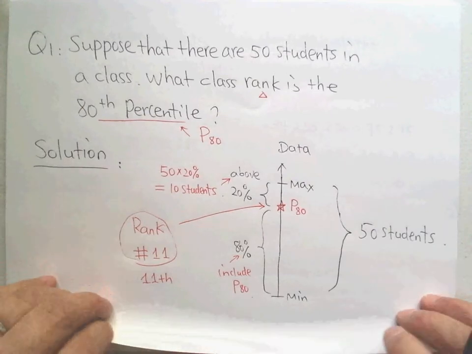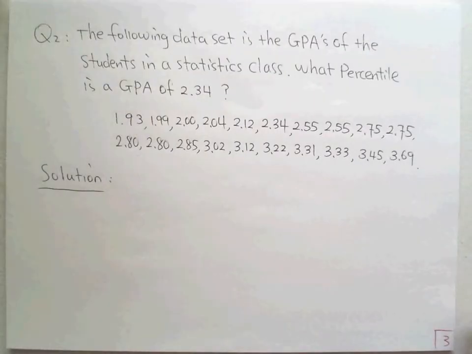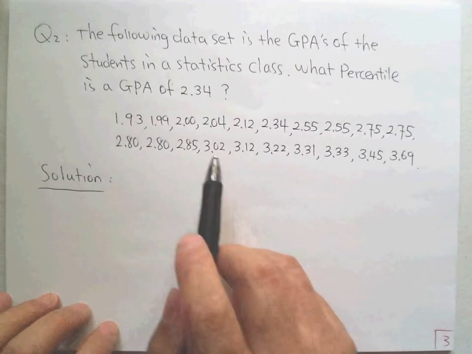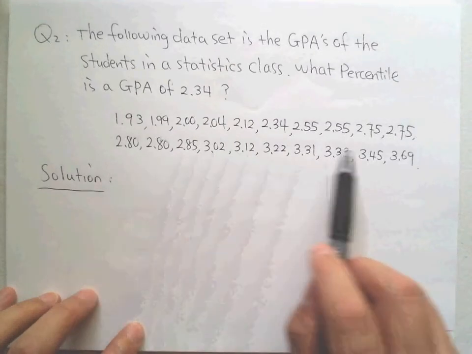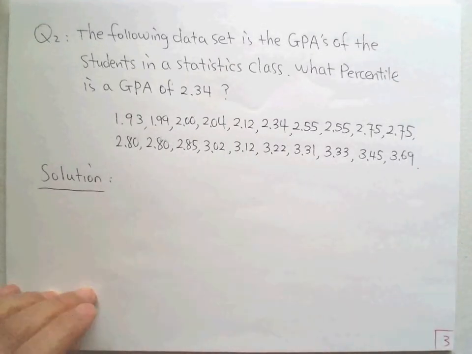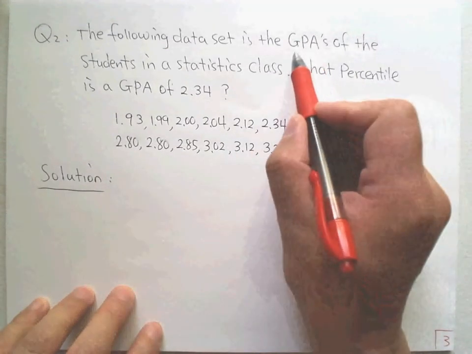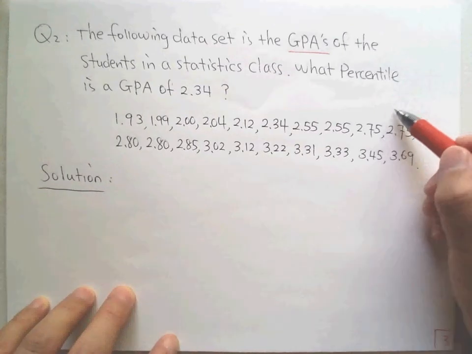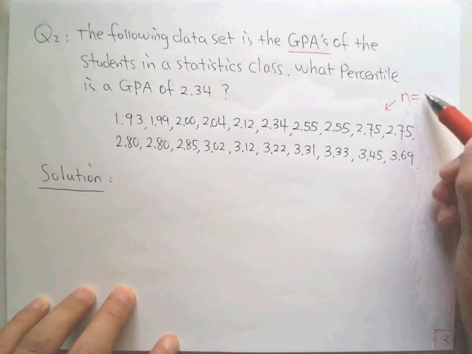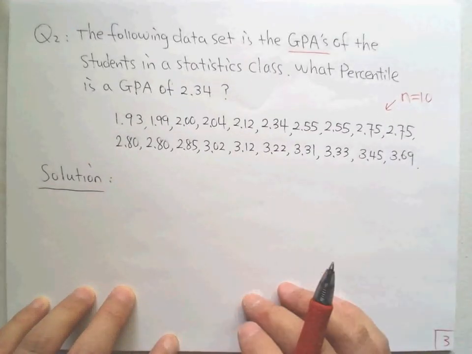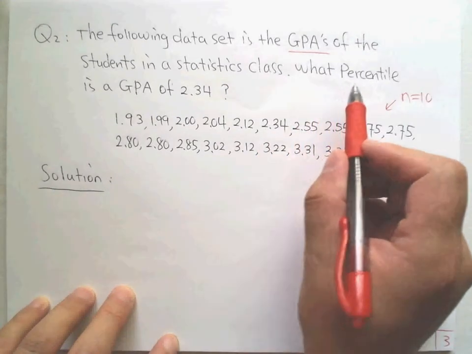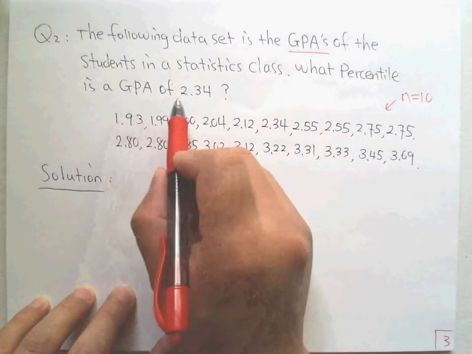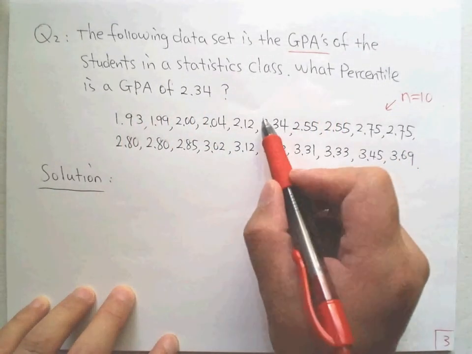Okay, one more. Now look at these questions. This time, how many data values do we have here? The count is 10. These are all the GPAs here. N equals 10. We have 10 data values. The question: what is the percentile for a GPA if some student is at this value?